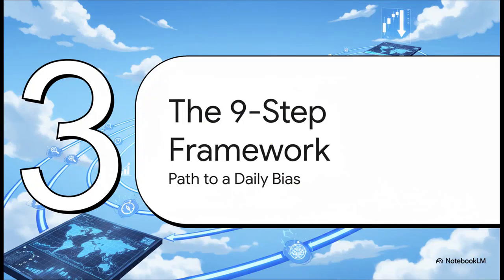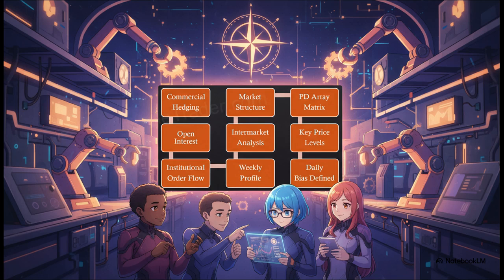Okay, so how do we actually achieve those goals? Well, ICT lays out this brilliant, systematic 9-step framework that literally walks you from a 30,000-foot view all the way down to a specific directional bias for the day. And here it is. This is the engine that drives the whole analysis. This is the roadmap. Just look at how it starts at the macro level with commercial hedging and then systematically drills down through institutional order flow, market structure, all the way to key price levels. Each step refines the view, leading to that one final product, a single defined daily bias. It's like an analytical assembly line for high probability ideas.